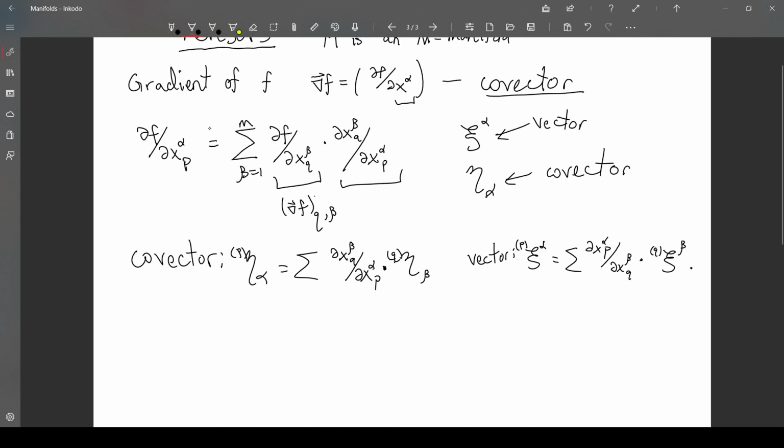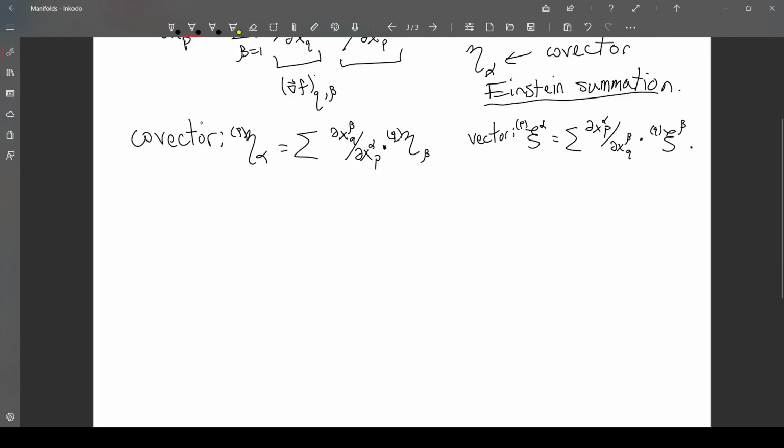And if you learn about Einstein summation, and you study this very closely, the transformation rules will become more natural in that context.